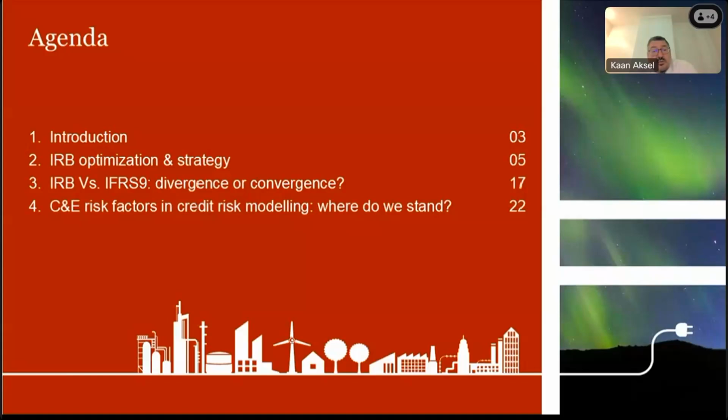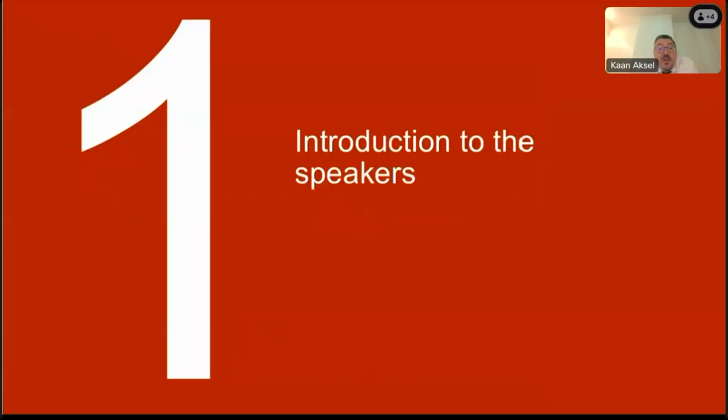Later on, my colleague Luis will briefly discuss the divergence and convergence with respect to the IRB and IFRS 9 frameworks. Finally, we would also like to spend a good portion of our time on climate and environmental risk factors and the way they need to be integrated in credit risk models. And in that process, where do we stand at this moment in time?